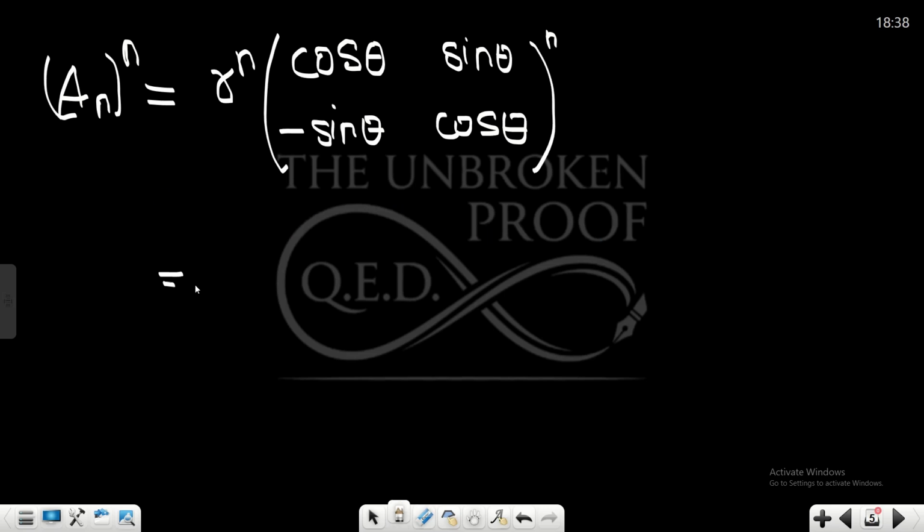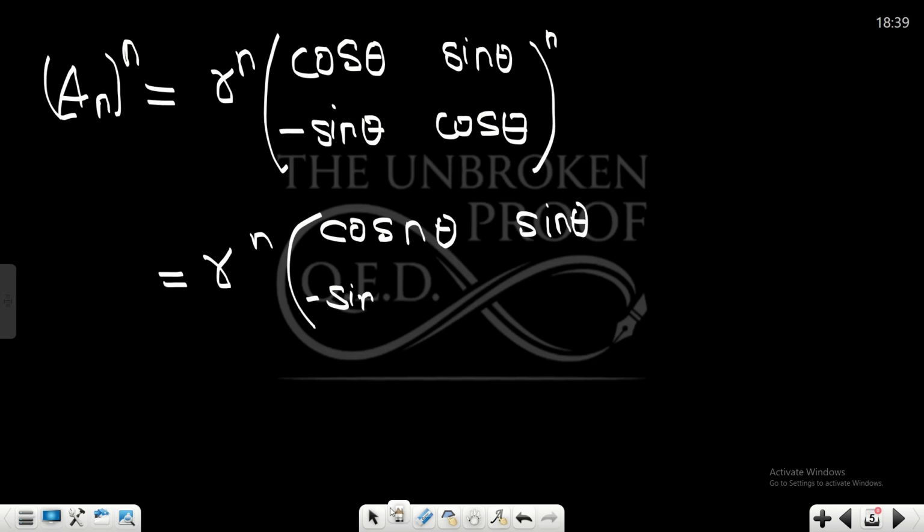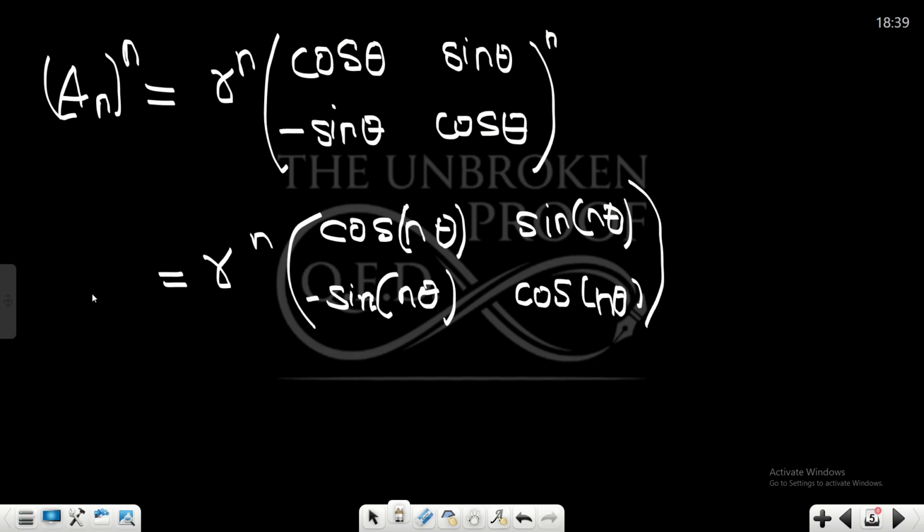Now if I use that theorem over here, you will get r power n times the matrix [cos n theta, sin n theta; minus sin n theta, cos n theta]. So this is actually your A whole power n.